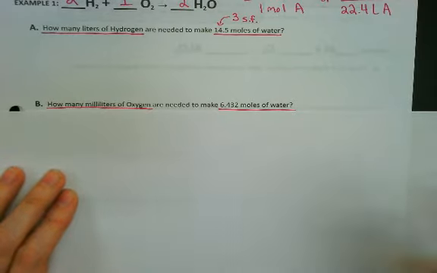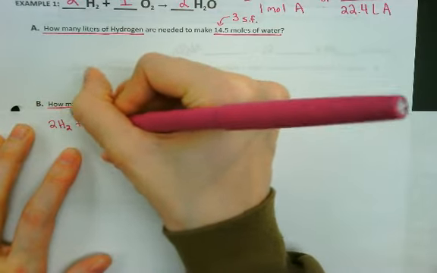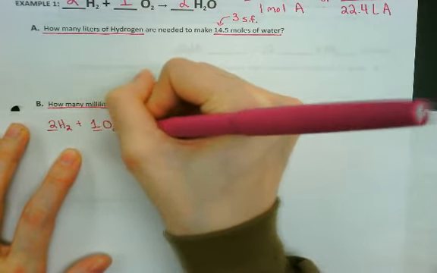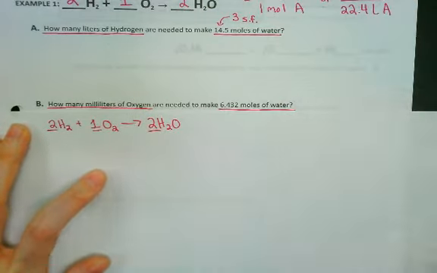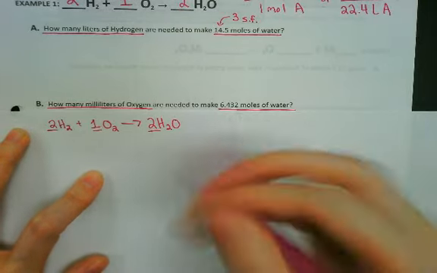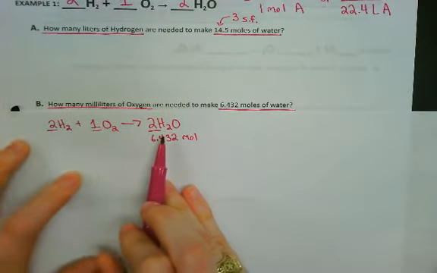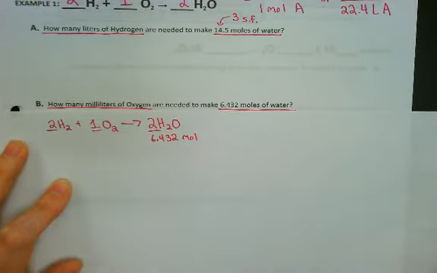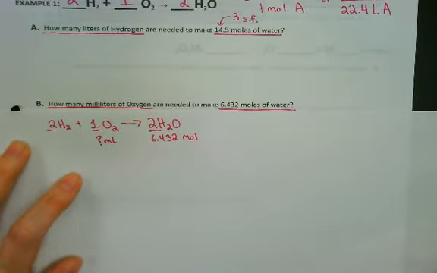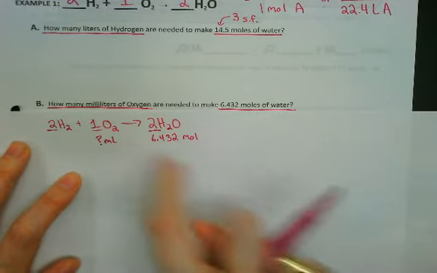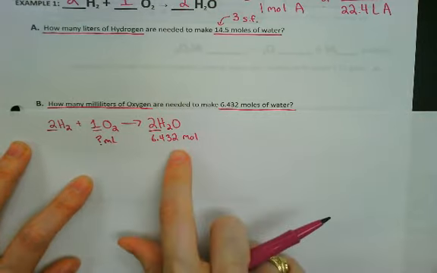So right here, again, I'm going to write my balanced equation. So I can put my given values underneath each compound. I am given 6.432 moles of water, so I'm going to write that underneath water. And we want to know how many milliliters of oxygen we need to make that. So again, we're going to make sure we map this out so we know exactly where we're going.